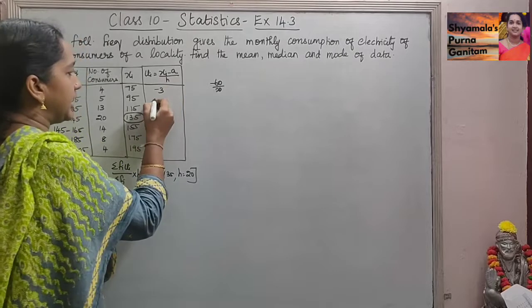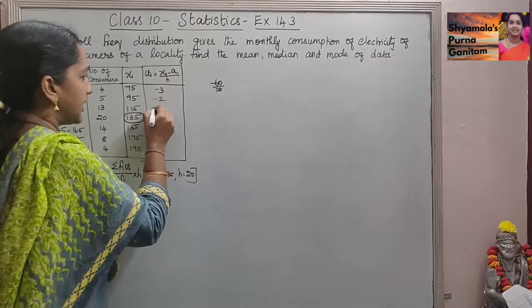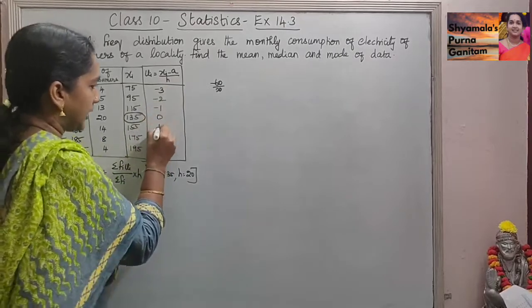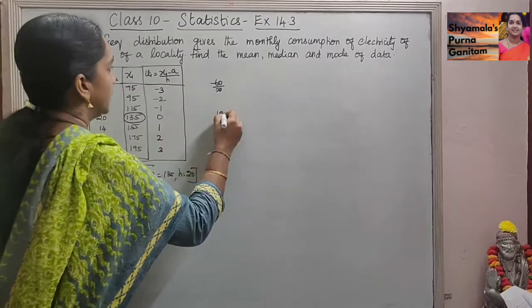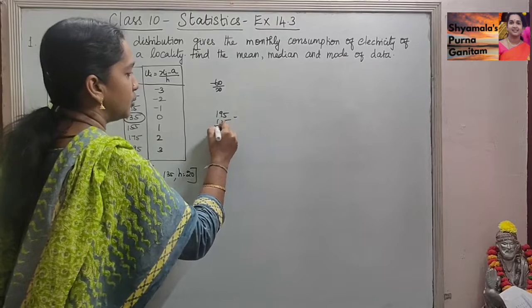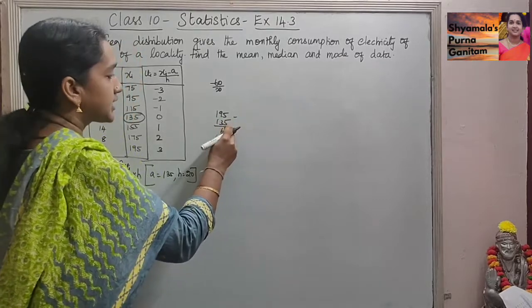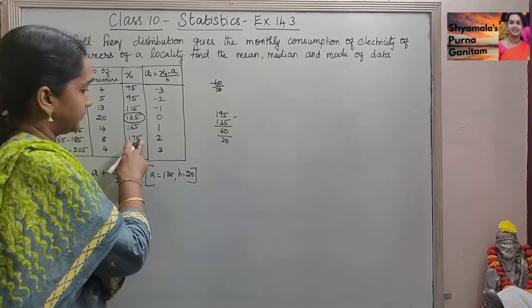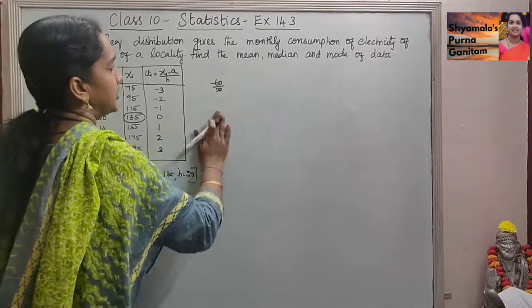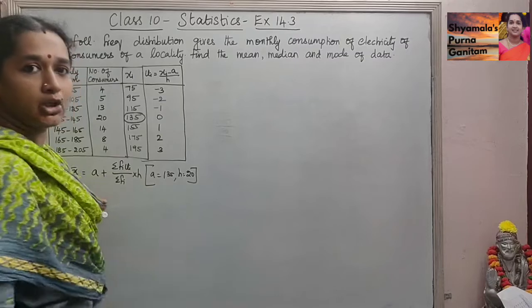So like this we will be getting minus 2, minus 1, 0, 1, 2 and then 3. That is, 195 minus 135 will be 60, so 60 by 20 is 3. The same procedure only. So we got the ui value.